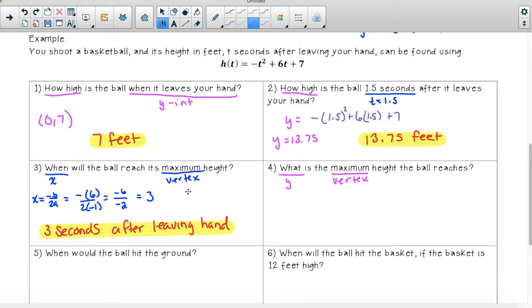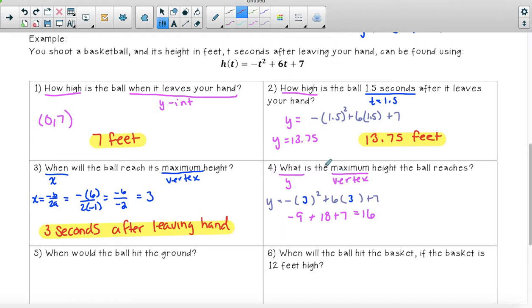So let's plug in that x value of 3 into our problem. So we have that y value is equal to negative parentheses squared plus 6 times parentheses plus 7. We know the x value was 3, so we're going to plug in the 3 wherever we see the time. 3 squared is 9 times a negative is negative 9, plus 6 times 3 is 18, plus 7. So we have 9 plus 7 is 16, so this is equal to 16.